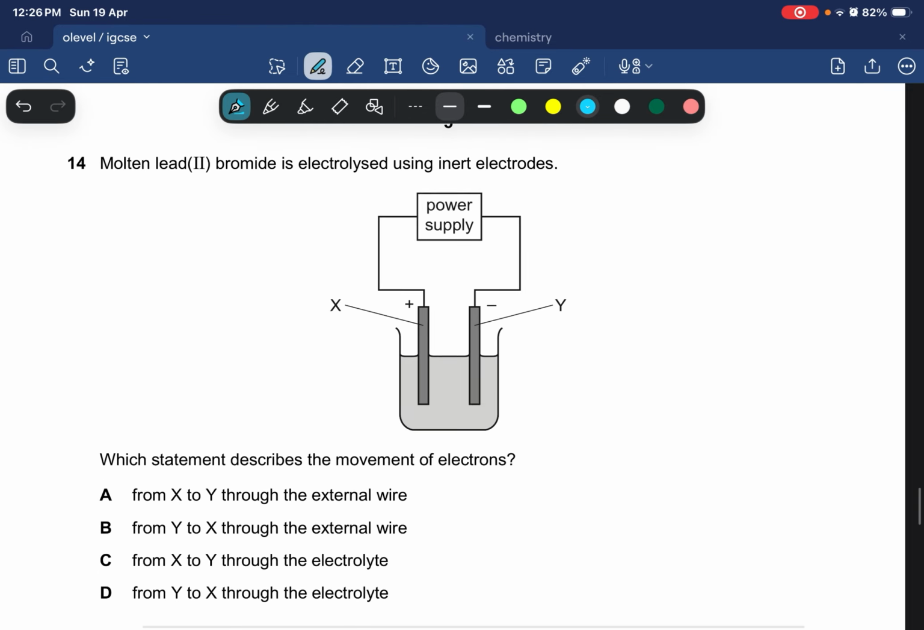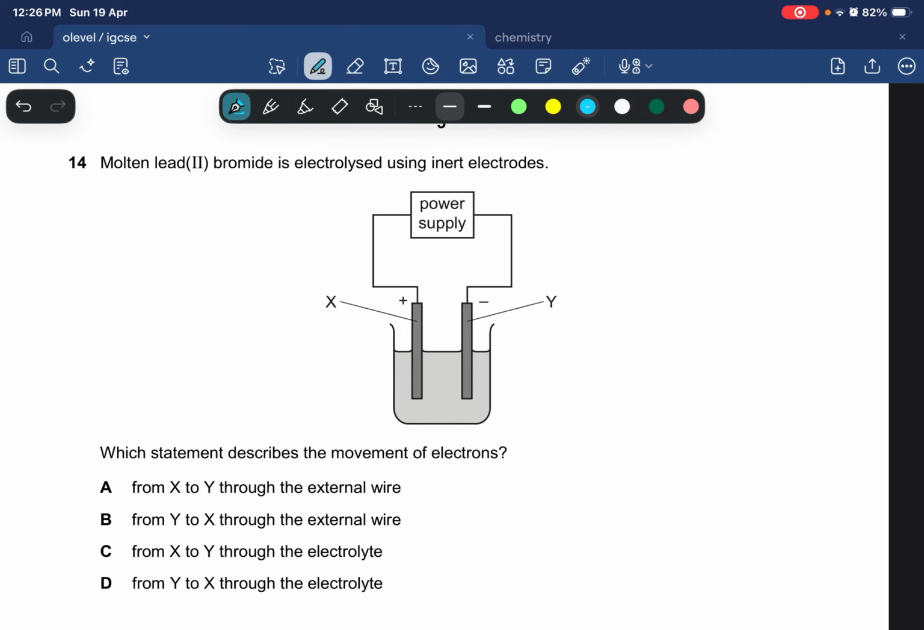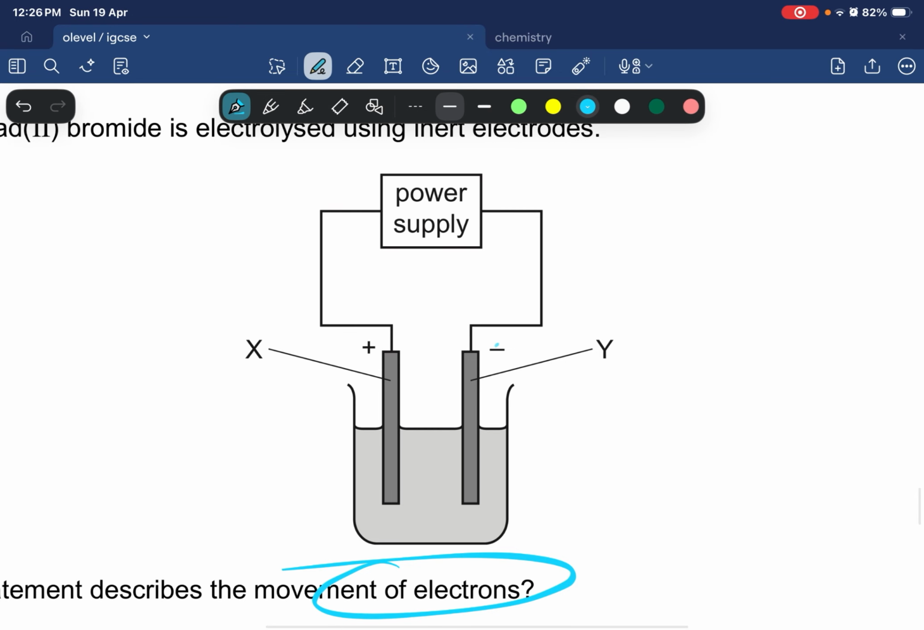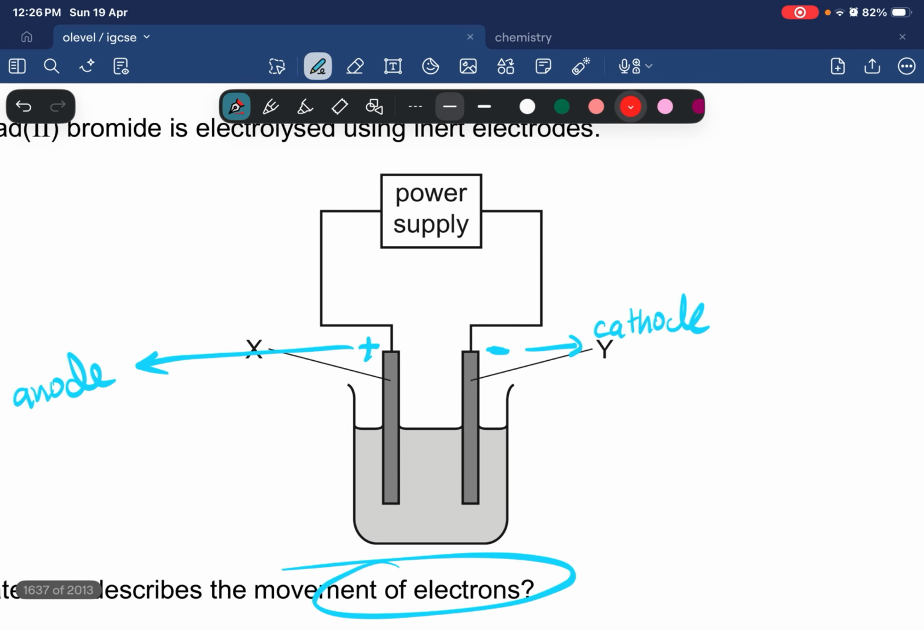Molten lead bromide is electrolyzed using inert electrodes. Which statement describes the movement of electrons? Always remember, negative and positive. Negative is your cathode. Positive is your anode. At the anode, what happens? Oxidation or reduction? Oxidation. And oxidation is your loss of electrons. So at the anode, things lose electrons.